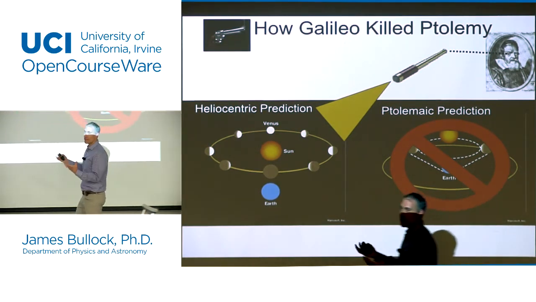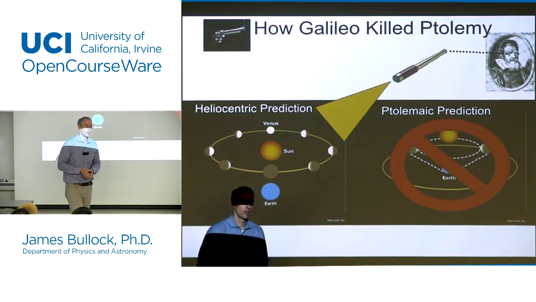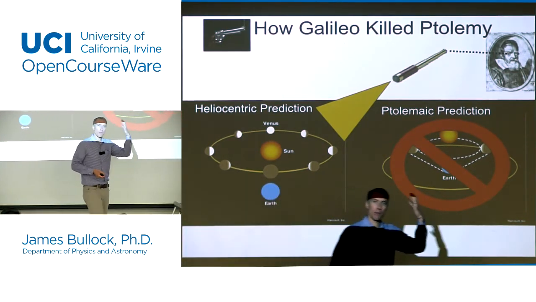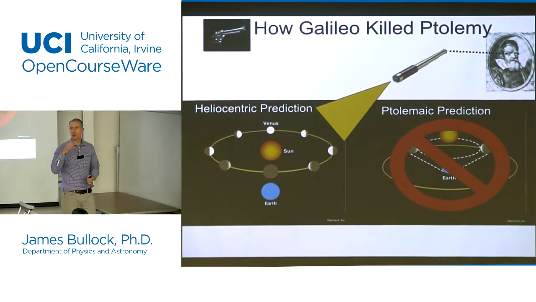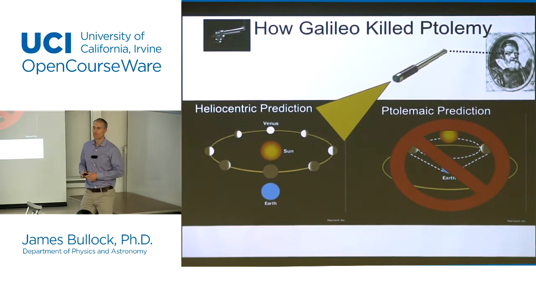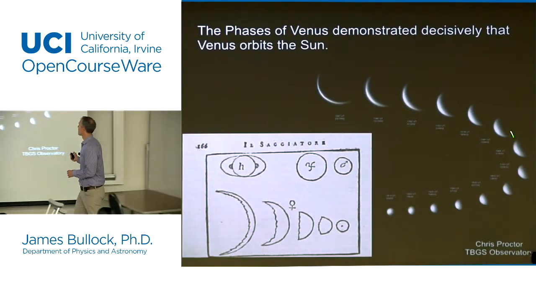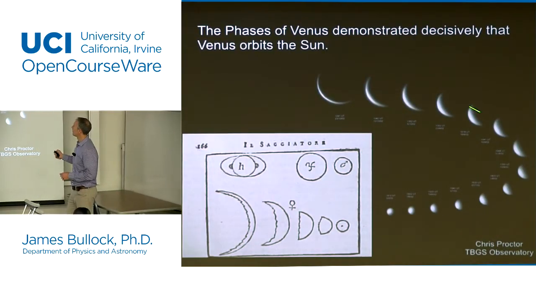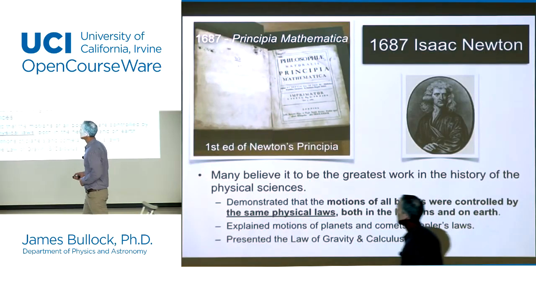This is what the scientific method is about. You have theories, you have ideas, you make predictions, you test those predictions, they don't come true. You have to throw your theory out or at least modify it in some way. Questions about this? Okay. So these phases of Venus are seen now, and that's a big deal.